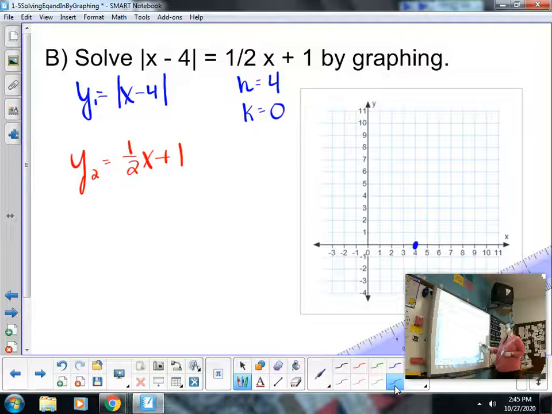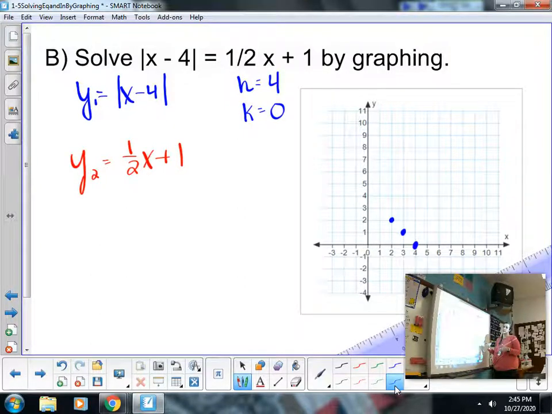So if I plug in, say, 3 minus 4 is negative 1. The absolute value is positive 1. So 3, positive 1 would be another point there. If I plug in 2, 2 minus 4 is negative 2. The absolute value is positive 2. So I have 2, positive 2.